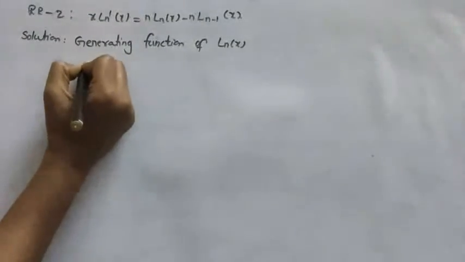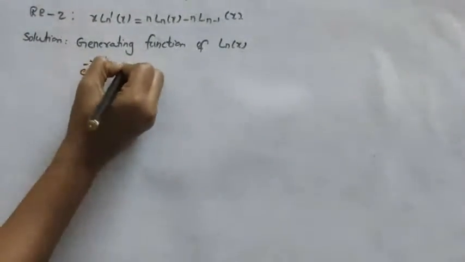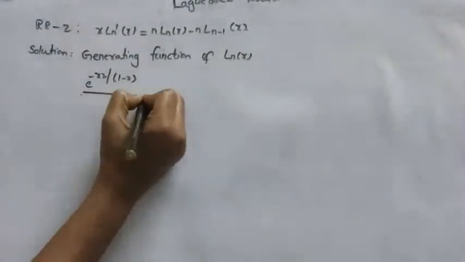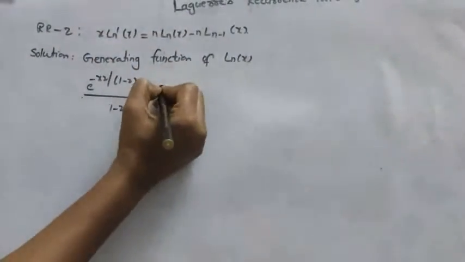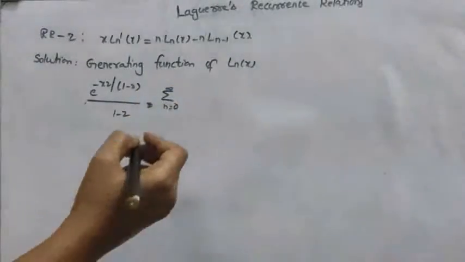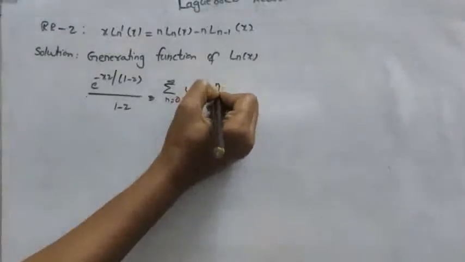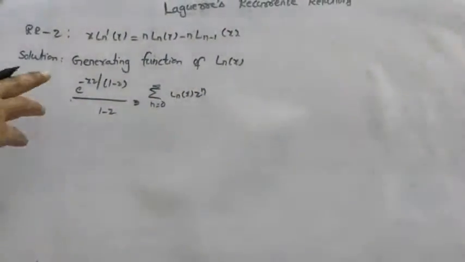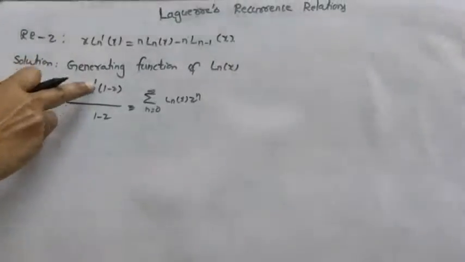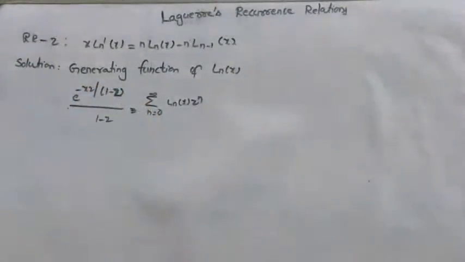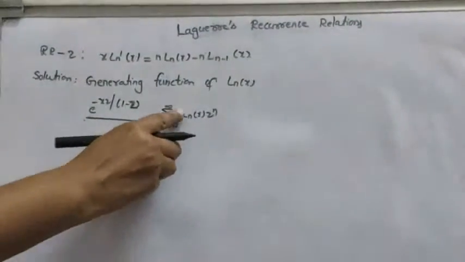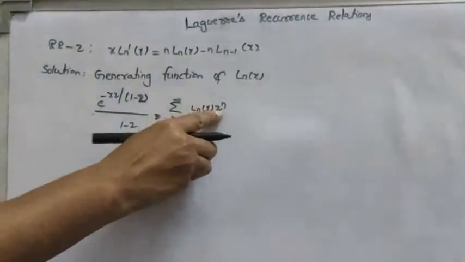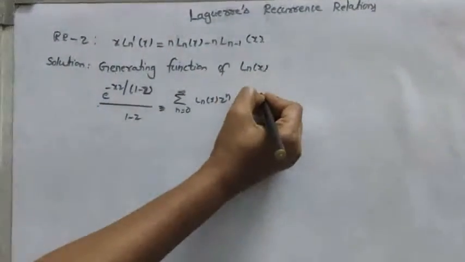So the generating function of the Laguerre polynomial is given by e power minus xz by 1 minus z, divided by 1 minus z, is equal to summation n is equal to 0 to infinity Ln of x into z power n. Consider this as equation number 1.